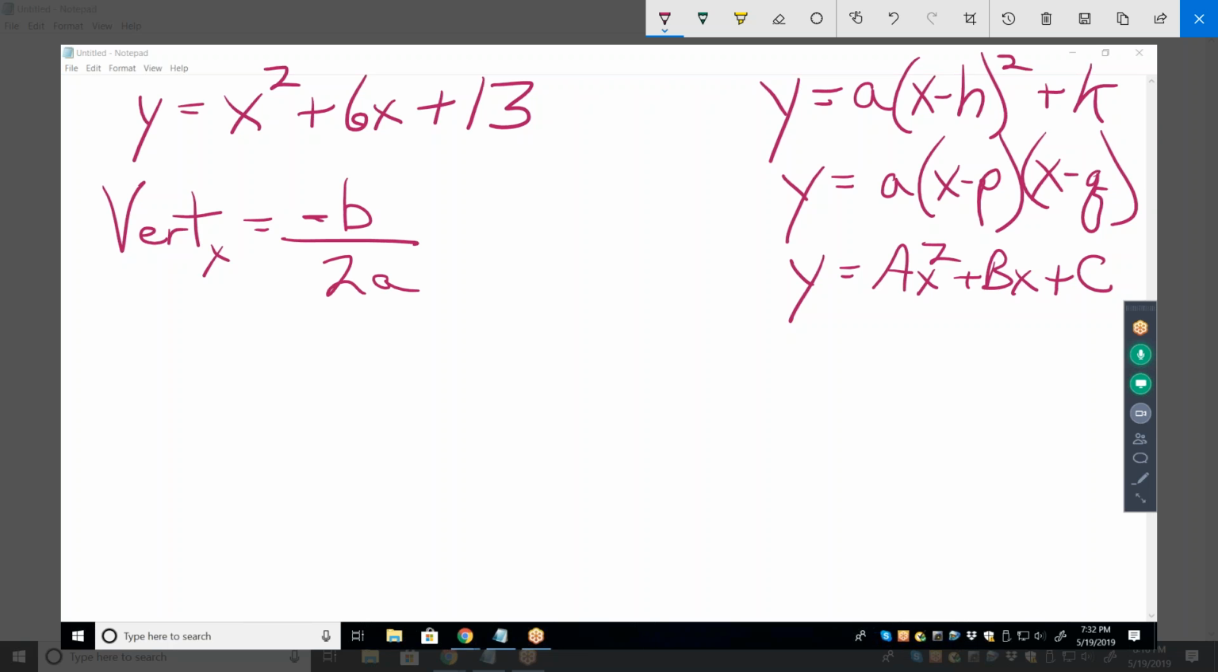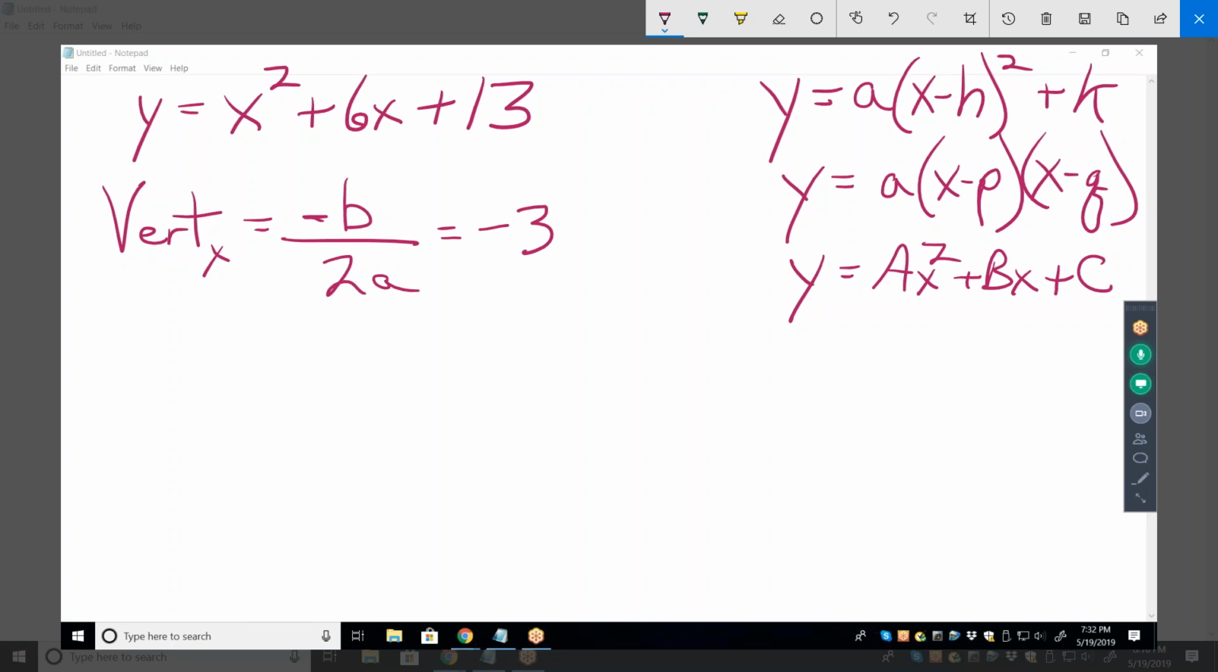So let's figure out, that's a good starting spot. Let's figure out where that is. What is that? It would be negative 6 over 2, which is minus 3.